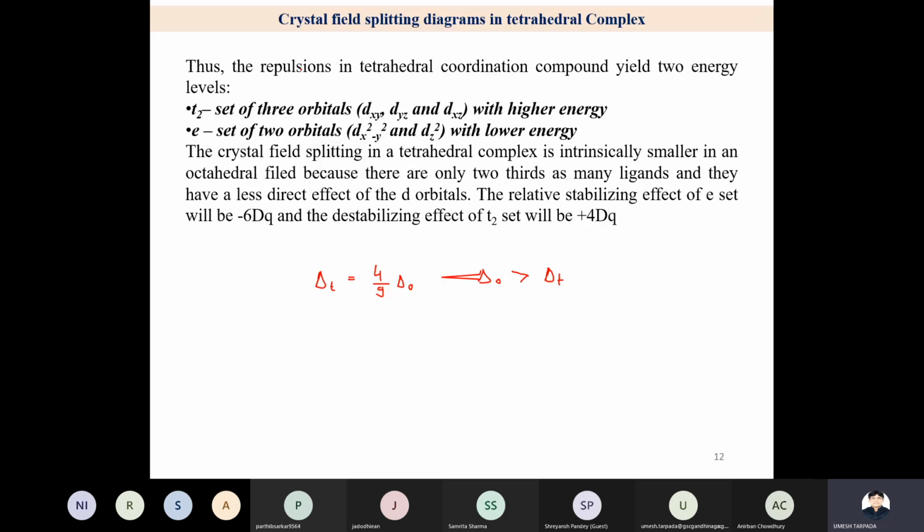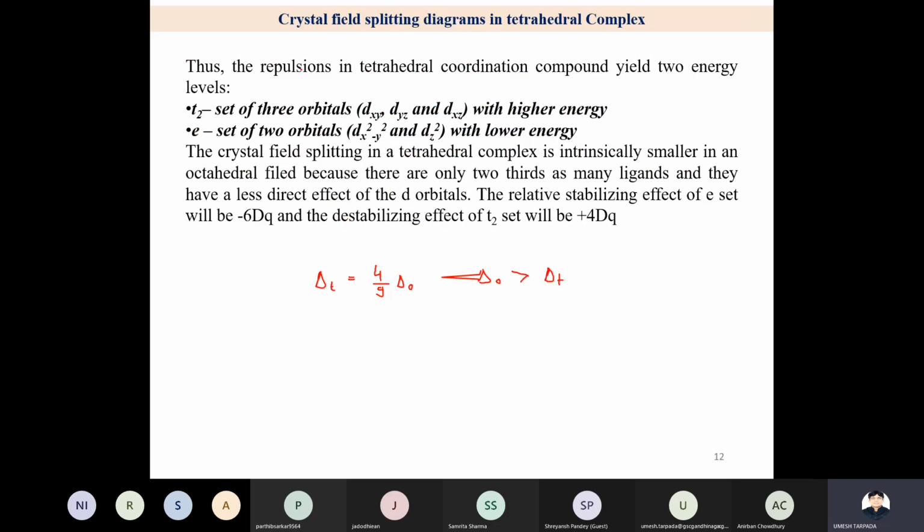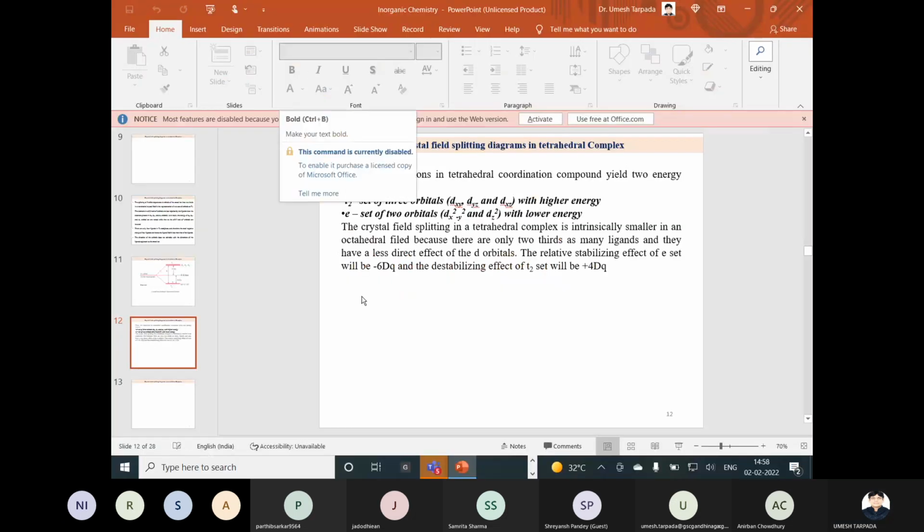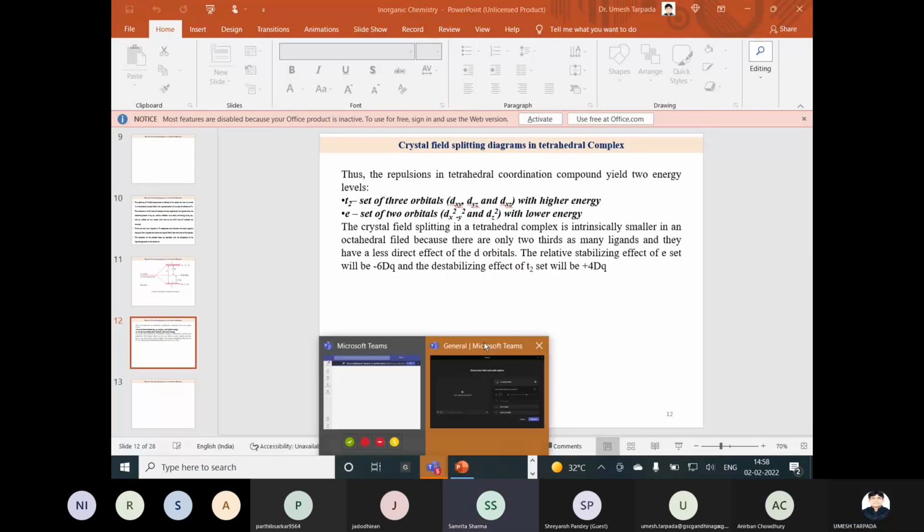The crystal splitting in tetrahedral complexes is smaller as compared to octahedral because there are only 2/3 as many ligands and they have less डायरेक्ट इफेक्ट ऑन दी डी ऑर्बिटल. दो चीजें, तो उसमें डायरेक्ट इफेक्ट थी ऑक्टाहेड्रल में, यहाँ पे लेस है और लिगेंड भी कम है, दो लिगेंड कम है. सो द रिलेटिव स्टेबलाइजेशन इफेक्ट ऑफ E will be decrease by 6 dq और जो T2 सेट है उनका 4 dq से इंक्रीज होगा. So similar way you can do calculation for tetrahedral crystal splitting. So is it clear up to here? Yes, sir. Okay, fine.